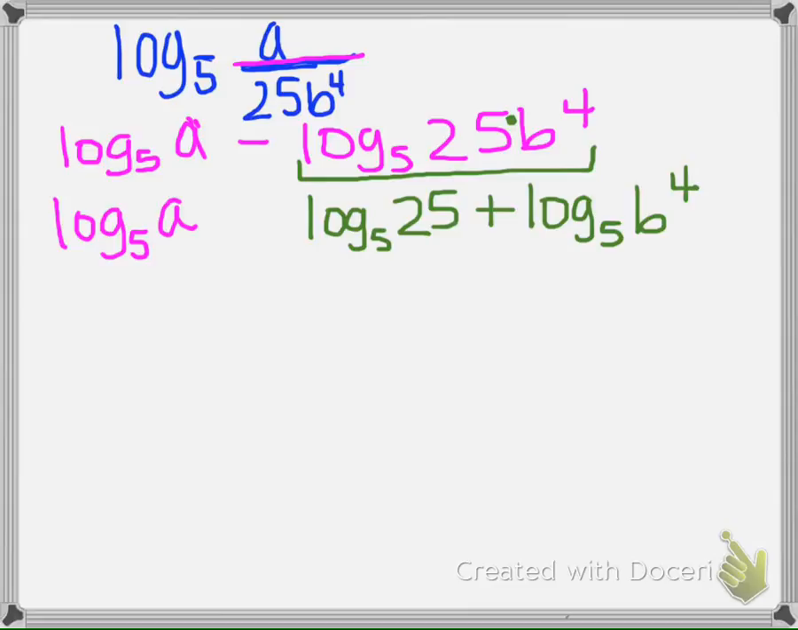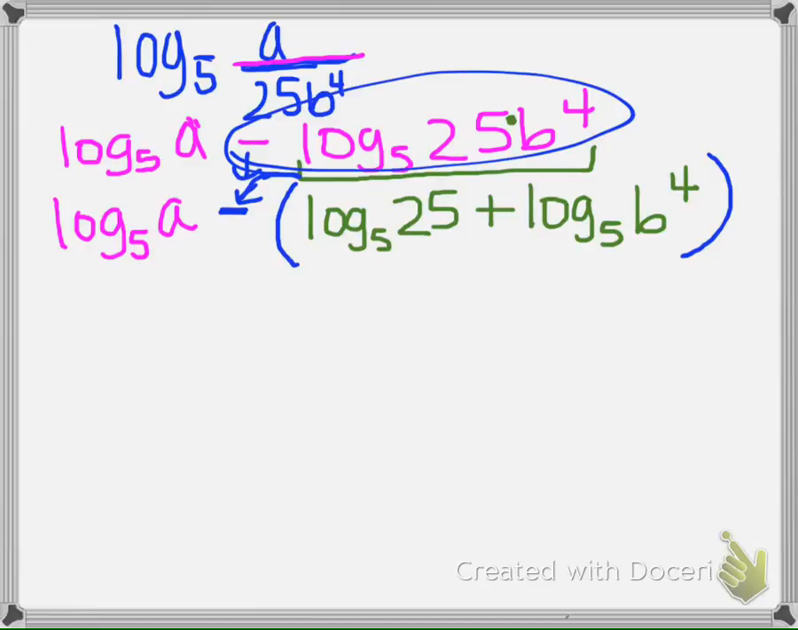But since these two are now separate and there's a minus sign right here, both of those have to be subtracted. So we need to put this in parentheses. Then when we're done here, we can distribute this negative so that both of them are being subtracted, because this whole thing here has to be subtracted.